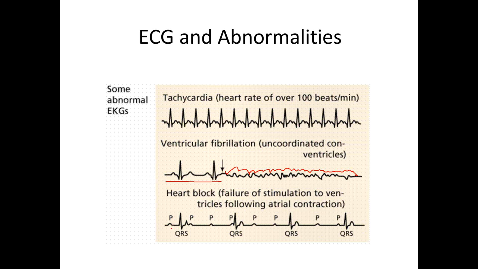So if you can see, what we've done here is, here's a normal one, P, QRS, T. And then you can see P, nothing, P, nothing, P, QRS, P, nothing, P, QRS, P, nothing, P, QRS. So you can see here and here, we're failing to get ventricular contraction. So we're failing to get that QRS complex there, we're failing to get it. And that's a heart block. It's characteristic of a block in the conduction of the electrical signal across the heart.